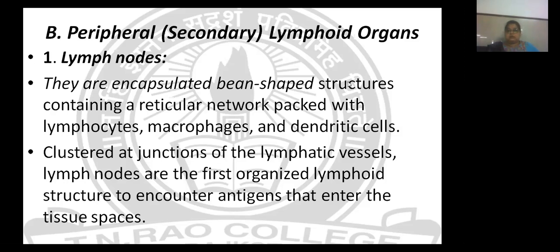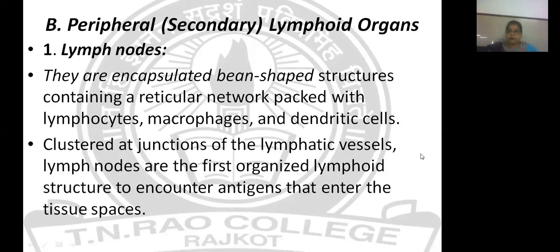Hello students, in the last video we discussed the central lymphoid organs. They are the main sites where B lymphocytes and T lymphocytes are produced and mature. The second type of lymphoid organ is the secondary lymphoid organ, or peripheral lymphoid organ.